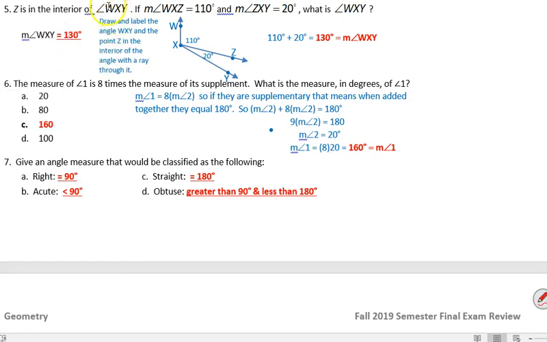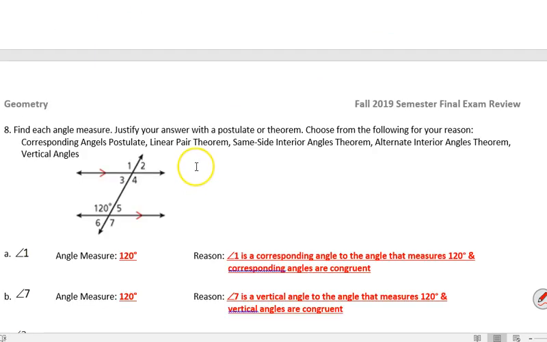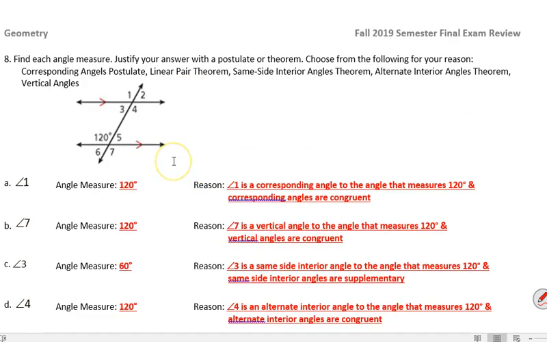So we're on number 8. On number 8, it says find each angle measure, justify your answer with a postulate or theorem, and choose from the following reasons. So if we look at angle 1 up here, it is on the same side of the parallel lines and the same side of the transversal.